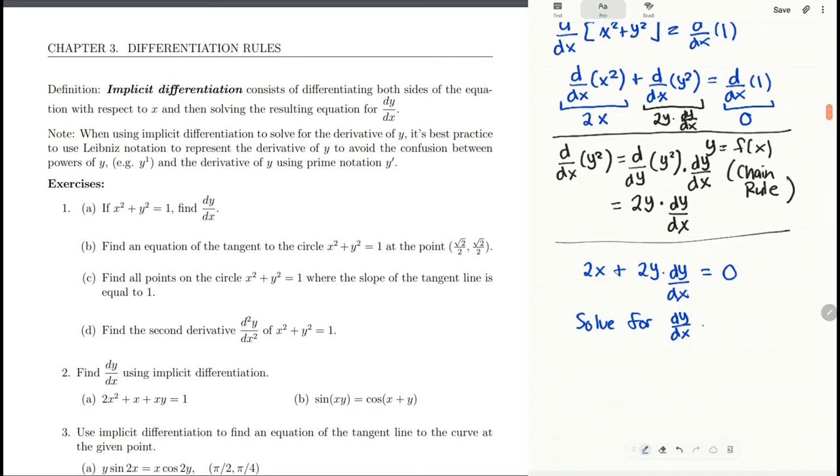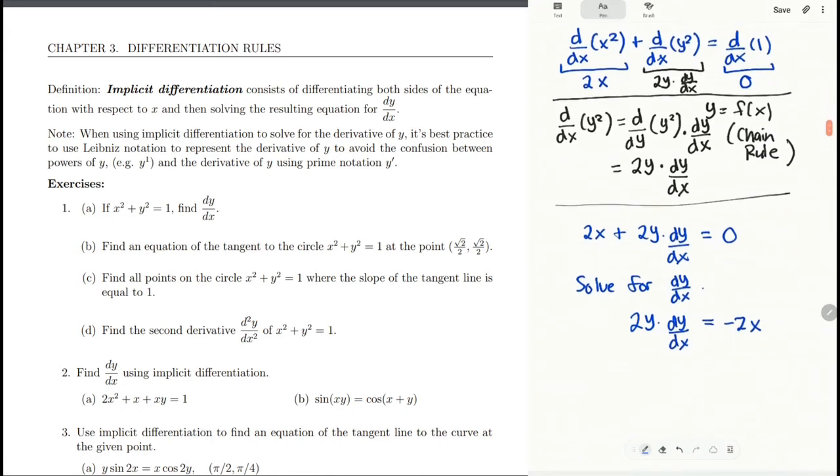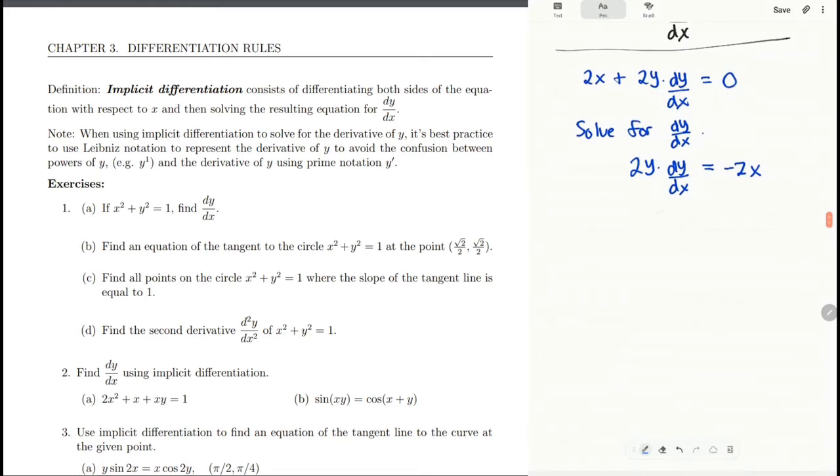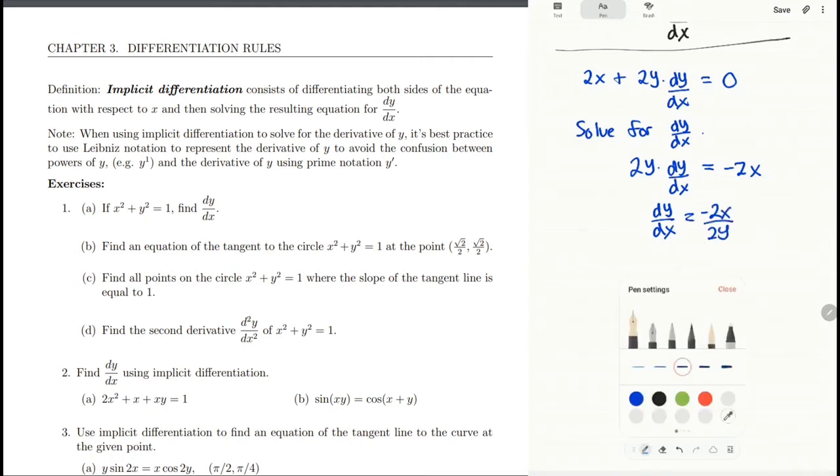And so we can move the 2x to the right-hand side. We have 2y times dy over dx is equal to negative 2x. And then dividing by 2y, we have dy over dx is equal to negative 2x over 2y. And if we cancel the factors of 2, our derivative is negative x divided by y.